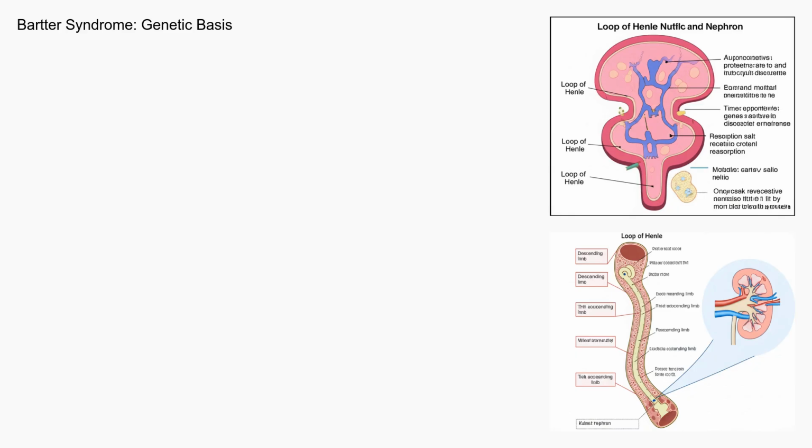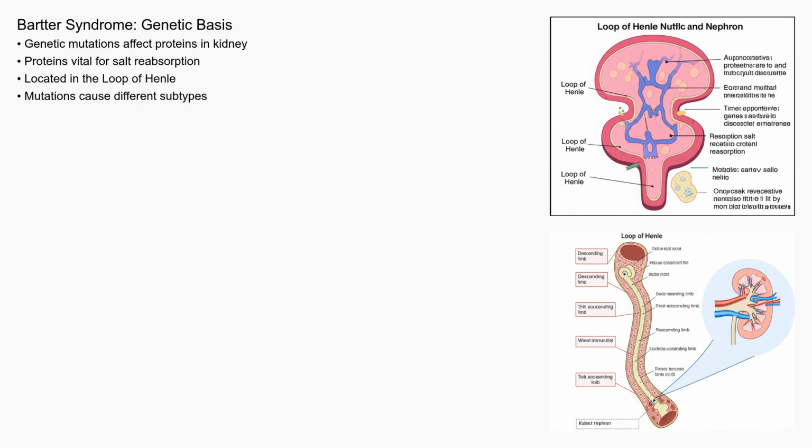Bartter syndrome is primarily caused by genetic mutations affecting specific proteins vital for salt reabsorption in the kidneys. These proteins are located in the loop of Henle, a critical part of the kidney responsible for concentrating urine. Different genetic mutations can lead to various subtypes of Bartter syndrome, each with its own specific characteristics.